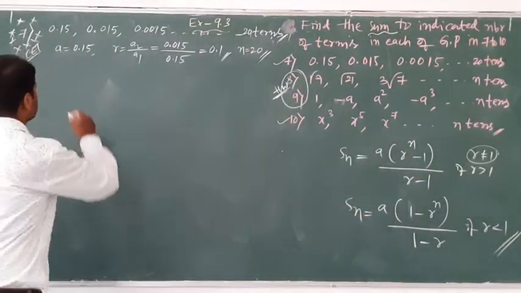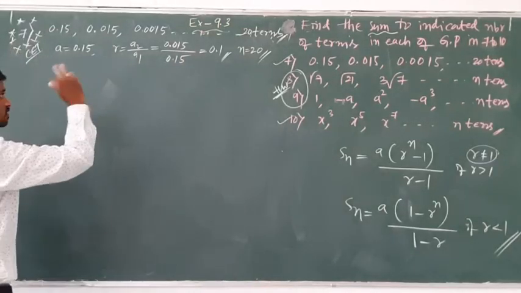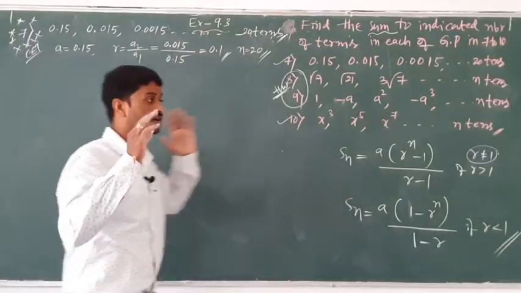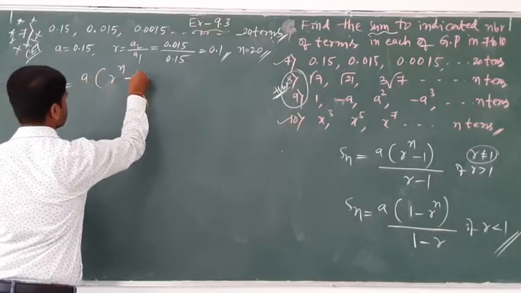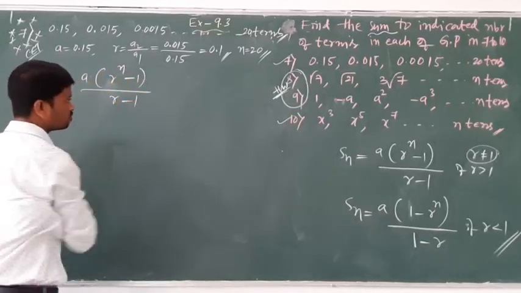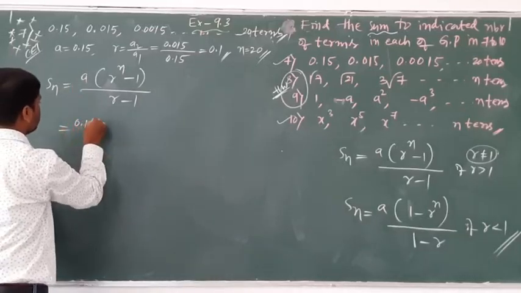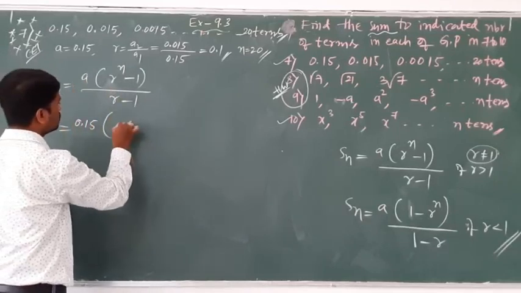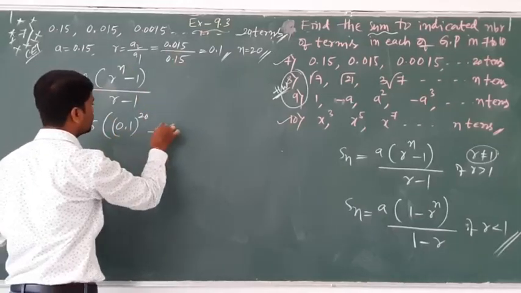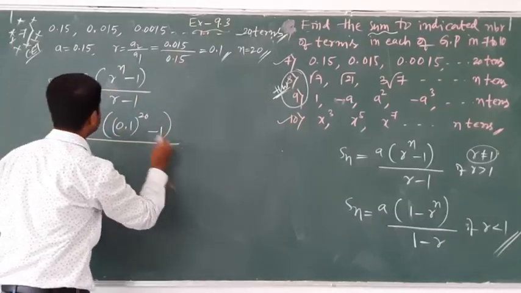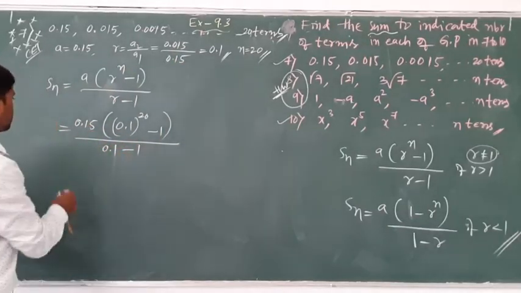Tell me, if r is equal to 0.1 and n is equal to 20, regarding this problem, what is the formula? By using the sum of n terms of a GP, Sn is equal to a into r power of n minus 1 divided by r minus 1. Here what is the a value? 0.15. Next, what is the r value? 0.1 whole power of 20, because n is equal to 20, minus 1 divided by r minus 1, which is 0.1 minus 1, that is minus 0.9, the answer.